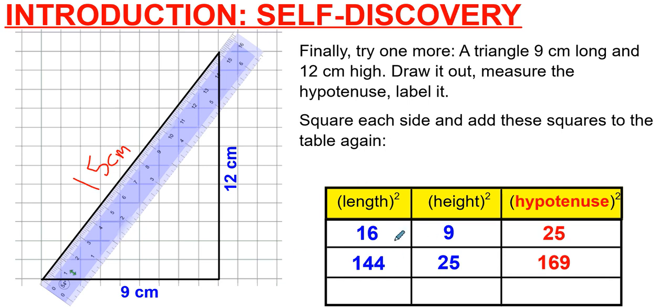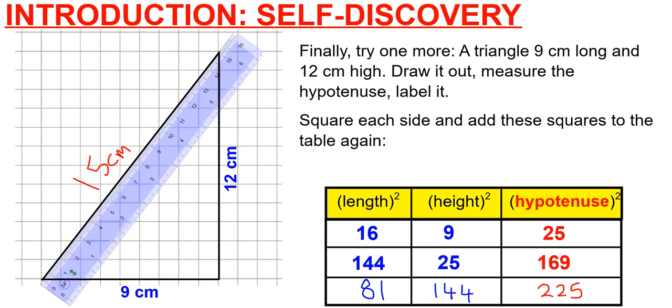And so again, filling in this table, the length squared, 9 times 9 is 81. The height squared, 12 times 12 is 144. And if you square the hypotenuse, which is 15, 15 times 15 is 225.